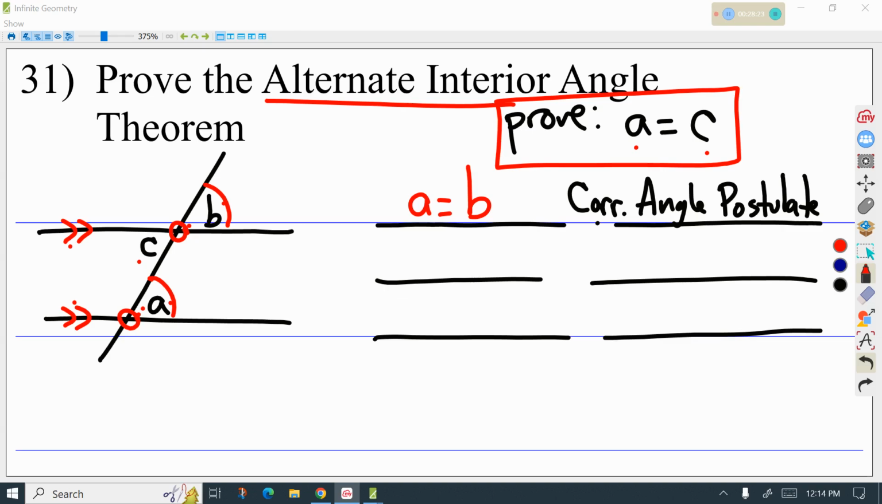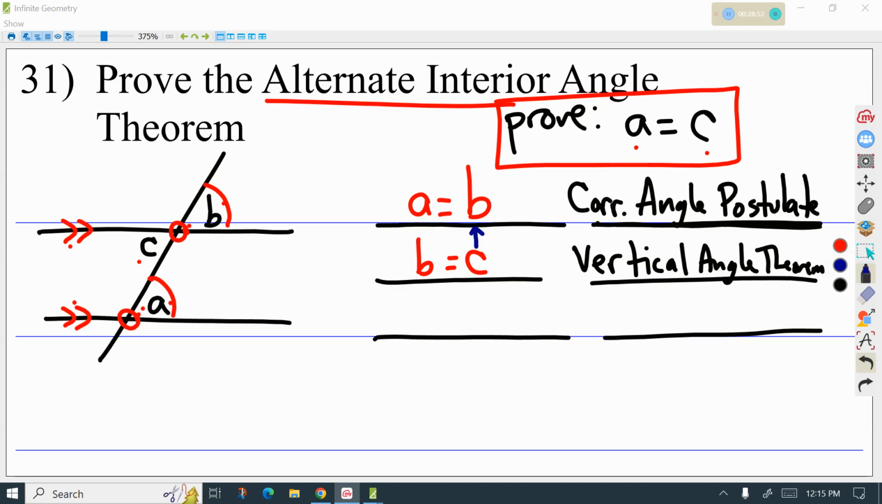So again, this is a postulate, and that means it can't be proven, but this is like our definition of parallel lines, basically. Okay, the next thing that we want to see is that B is equal to C, okay? And this is something we proved a while back called the vertical angle theorem. Okay, so that's one that we can use to prove this theorem. And because we have everything that we need, notice that B is equal to C.